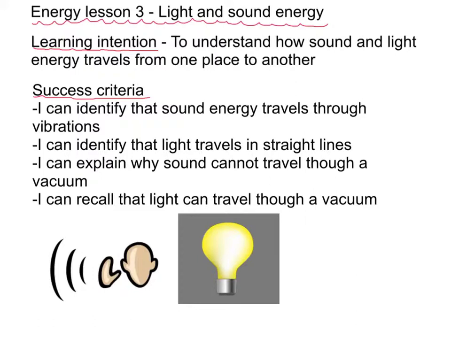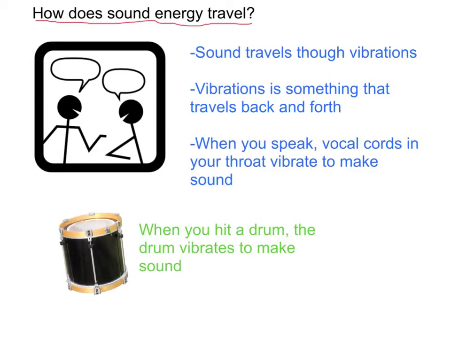And they are: identify that sound energy travels through vibrations, identify that light travels in straight lines, explain why sound cannot travel through a vacuum, and recall that light can travel through a vacuum. So these are the things you should be able to do by the end of this lesson. So let's make a start.